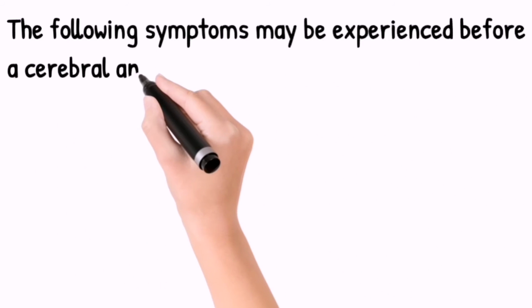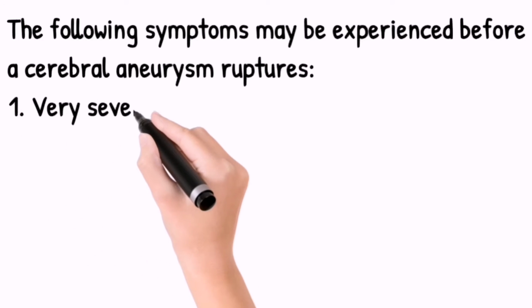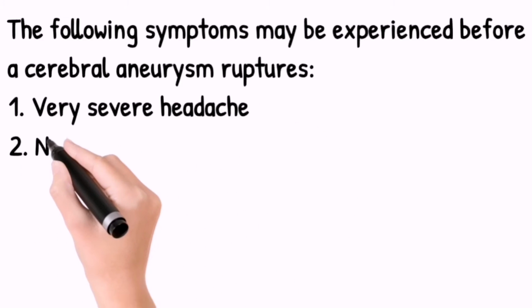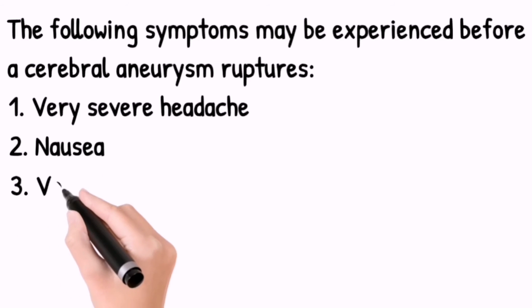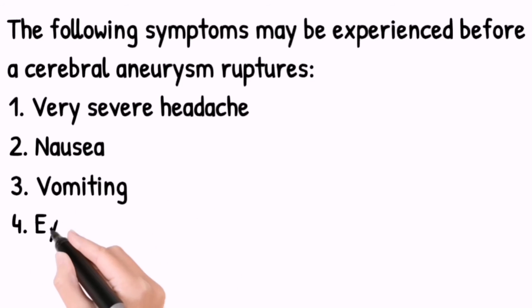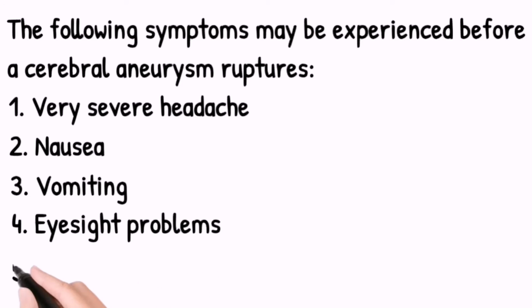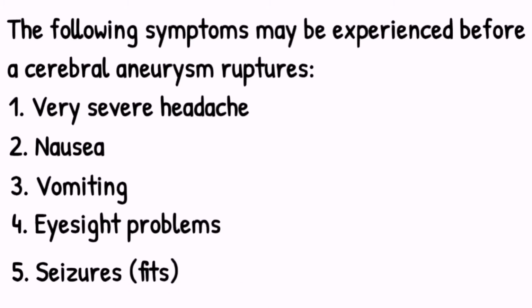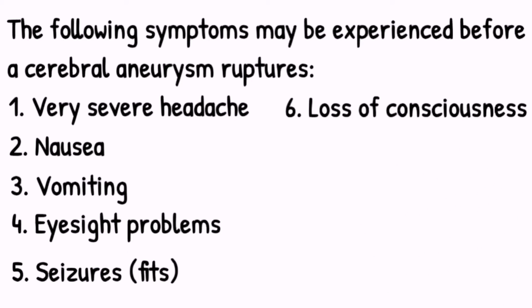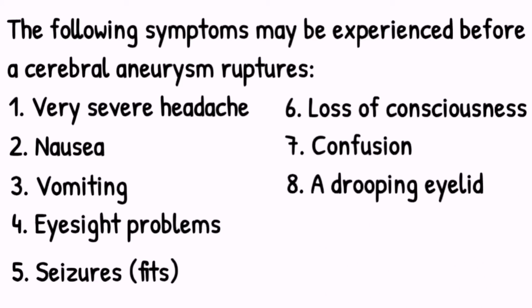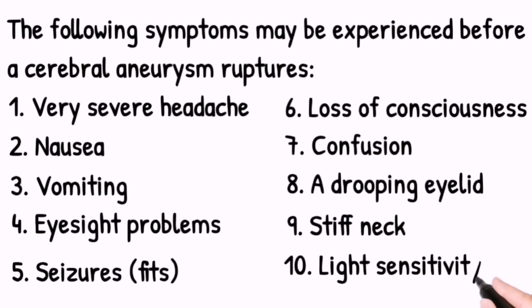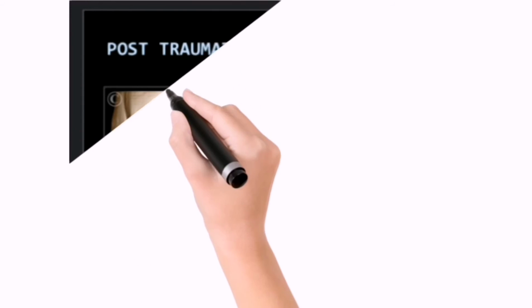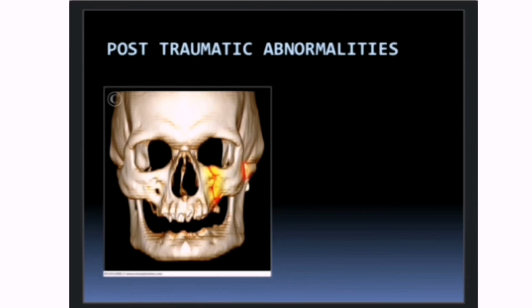The following symptoms may be experienced before a cerebral aneurysm ruptures: very severe headache, nausea, vomiting, eyesight problems, seizures, loss of consciousness, confusion, a drooping eyelid, stiff neck, and light sensitivity. Another indication is the post-traumatic abnormalities.